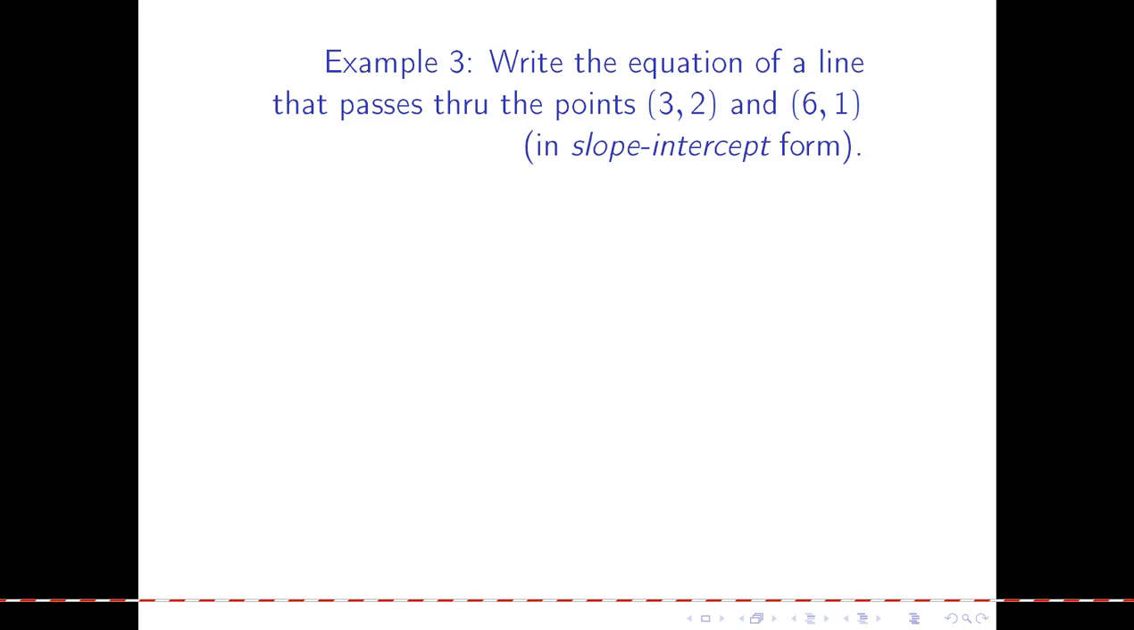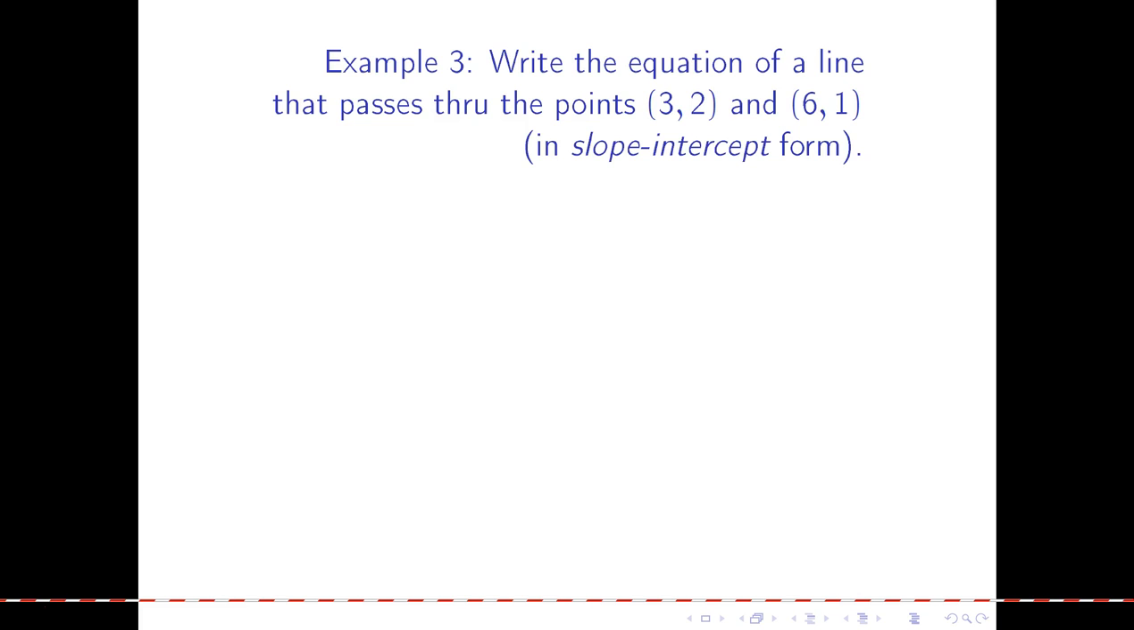Hopefully you're saying you have 2 points, we don't have a slope. But wait a second, let's think back to the last section, 3.3. If you have 2 points, can you find the slope through those 2 points? Okay, I want you to go ahead and find the slope that goes between those 2 points, (3, 2) and (6, 1).